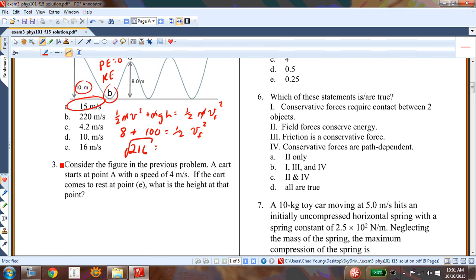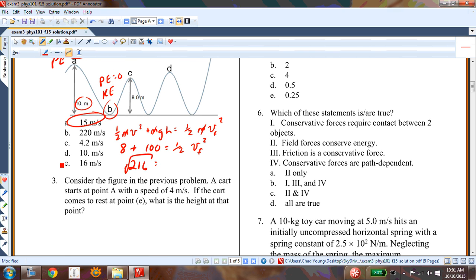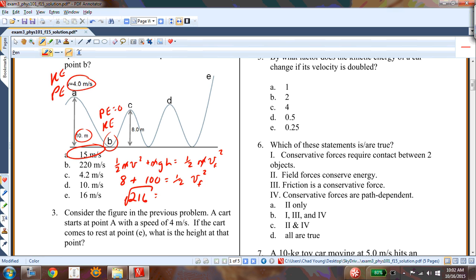Consider the figure in the previous problem. A cart starts at point A with a speed of 4 meters per second. If the cart comes to rest at point E, what is the height at that point? Okay, so now I want to know what is the height over here. I know over here I have both kinetic and potential. Over here I only have potential energy. The kinetic energy equals 0 because v is equal to 0. It comes to a rest at that point.